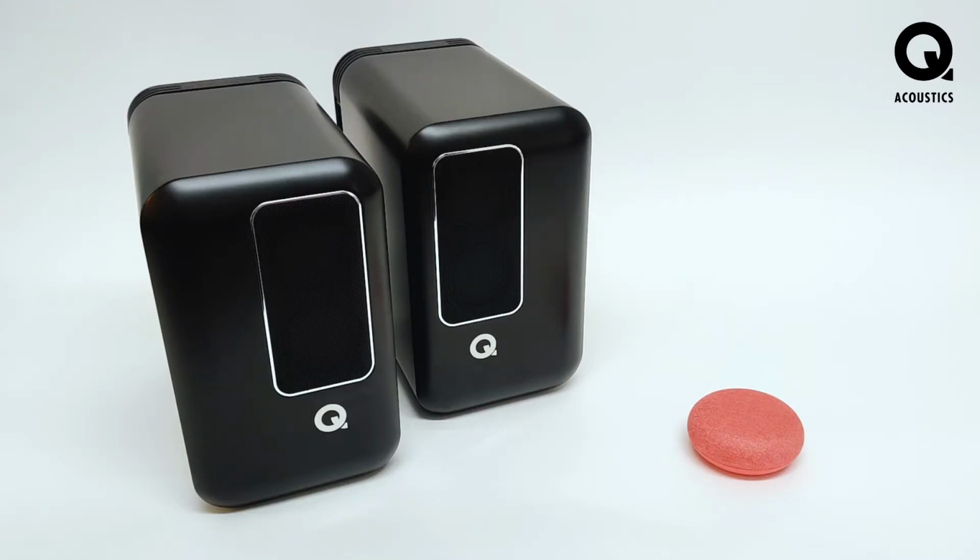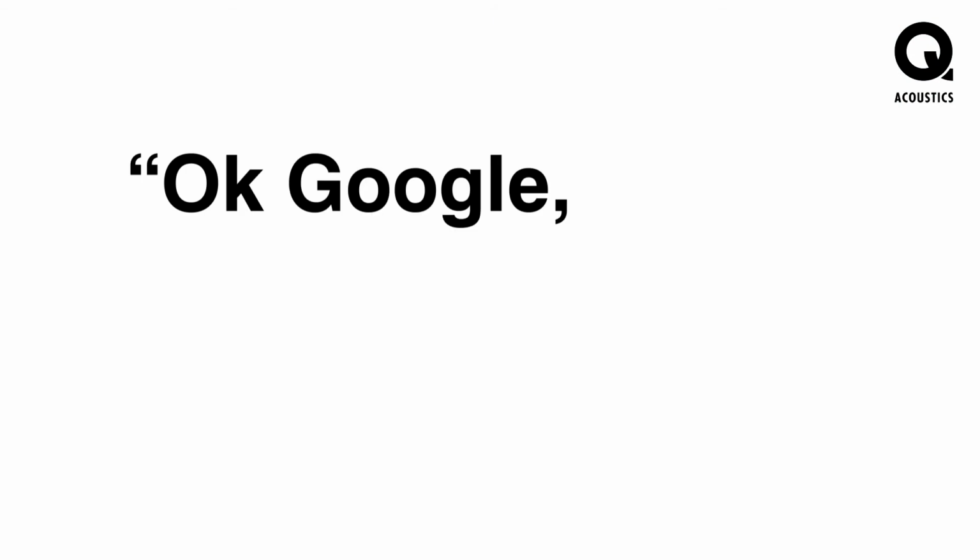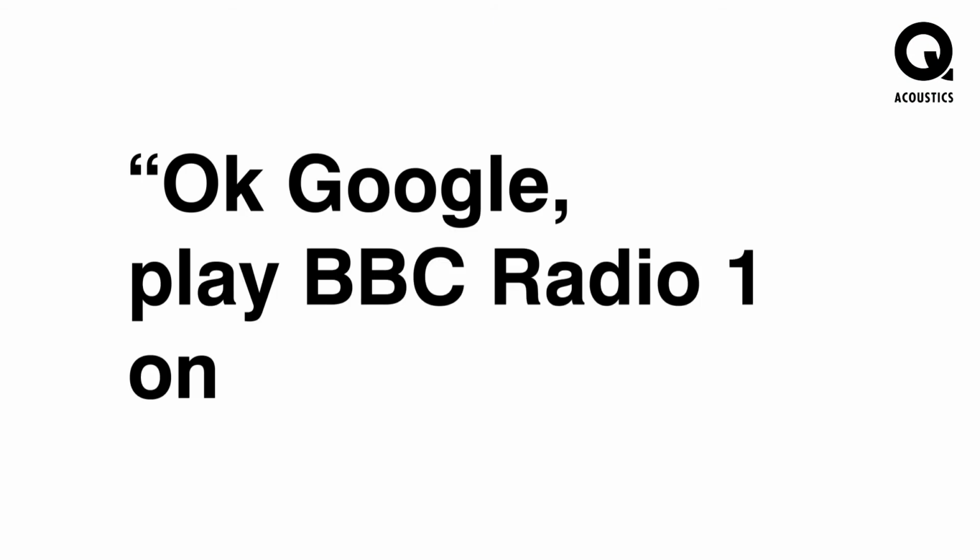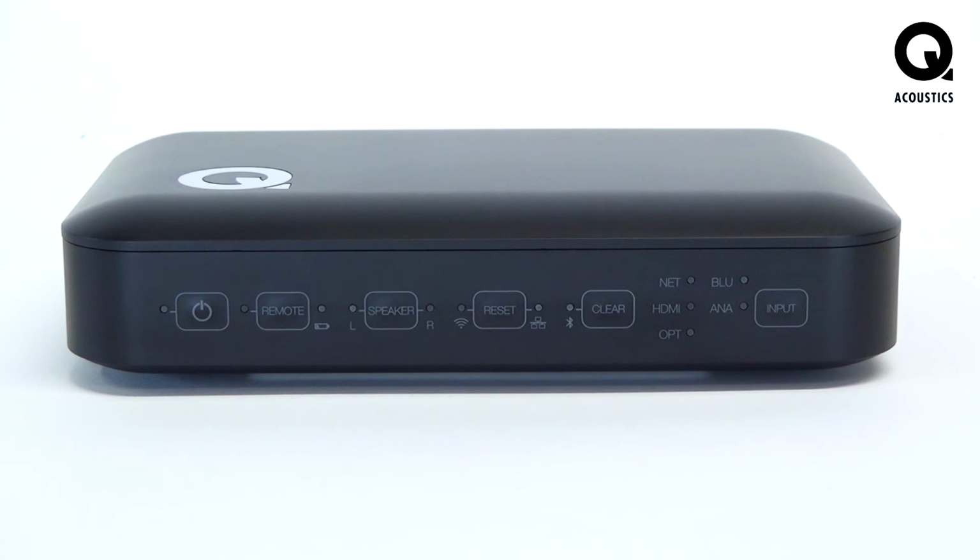Simply ask Google to play something you wish on the speaker using the QActive friendly name. For lounge speaker, an example would be, "OK Google, play BBC Radio 1 on lounge speaker." You will find that the QActive switches on and will start playing the selected radio station.